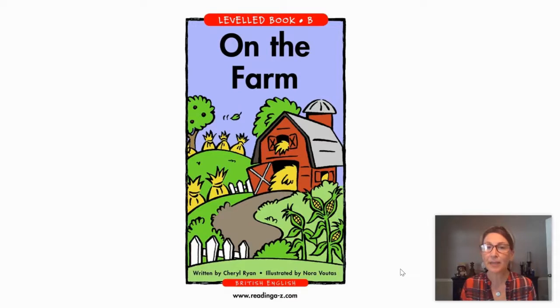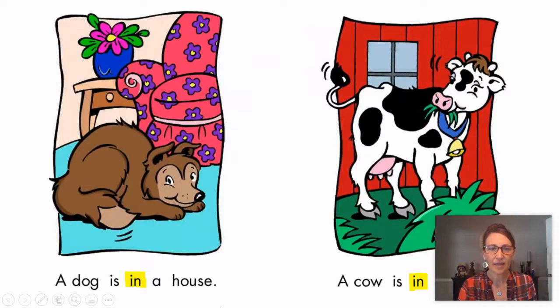This is a Level B book, so you will be able to read it, and I'll help you with the tricky words. There's actually just two positional words in this book, and you already know them and know how to read them. I've highlighted them in yellow, so pay attention when you see it on the page. I'm going to get my pointer to help read. You use your pointing finger.